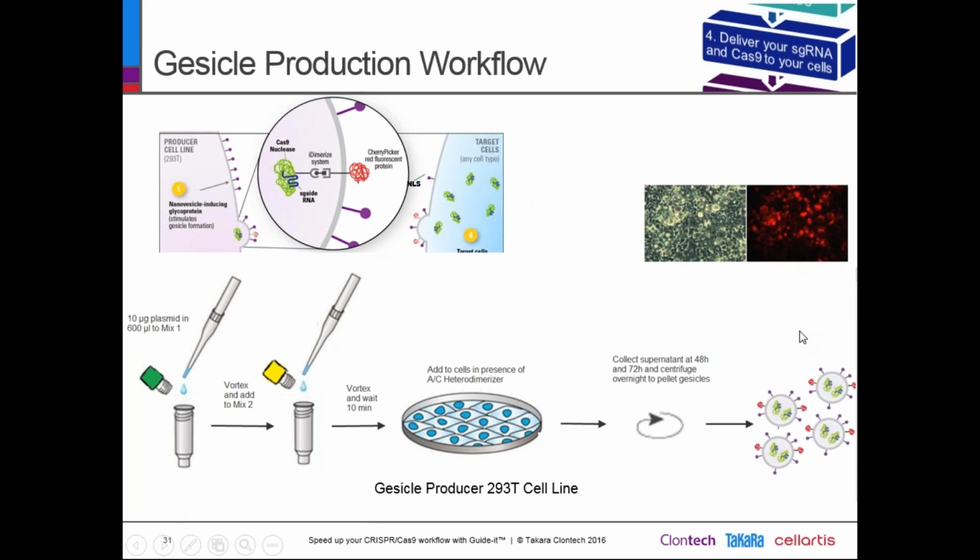Once you apply the Gesicles to your target cells, the red fluorescence will show you whether the delivery has been efficient. You can also use the red fluorescence to enrich, for example, the positive cells using FACS. However, the red fluorescence will not really tell you whether you have delivered Cas9 and the guide RNA to your cells, because you could have delivered just empty Gesicles only containing cherry picker.